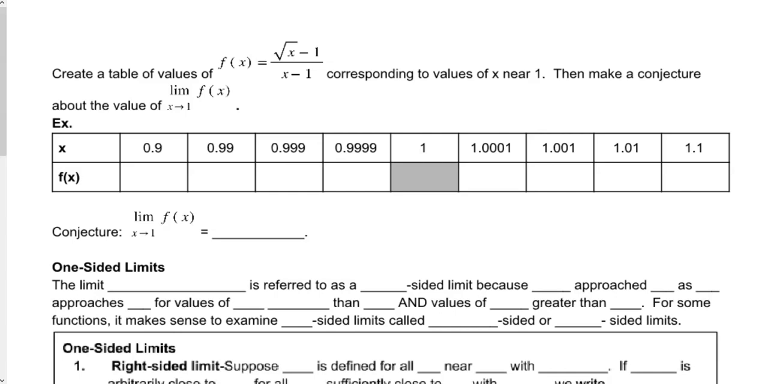Then make a conjecture, an educated guess, about what is the value of that limit as we approach 1. So here we're coming from the left of 1, here we're coming from the right of 1, and we want to know what that limit is if we are not necessarily equal to 1, but very, very close to 1. So I need to take this x value and plug it into this function in 2 places, here and here. Again, you can use your calculator to do this.